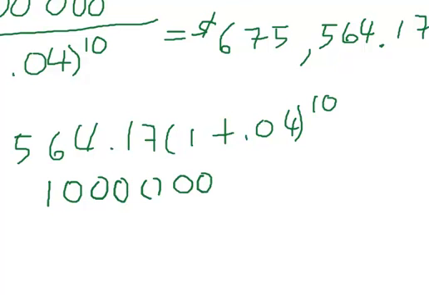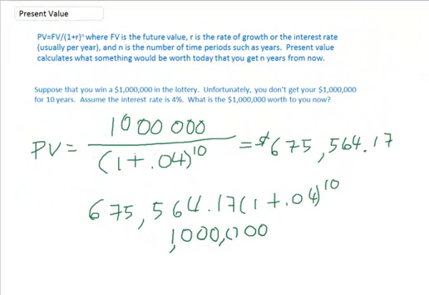So you can always check your work by doing present value. If you have something coming in 10 years, calculate present value, see what it's worth, and then double check it. Take the 675,564.17 times 1 plus 0.04, and this would be a future value calculation. Because before we knew the future value, but now that I know the present value and the growth rate, I can calculate the future value. Well, I know the future value was $1 million, but it's a great way to double check.